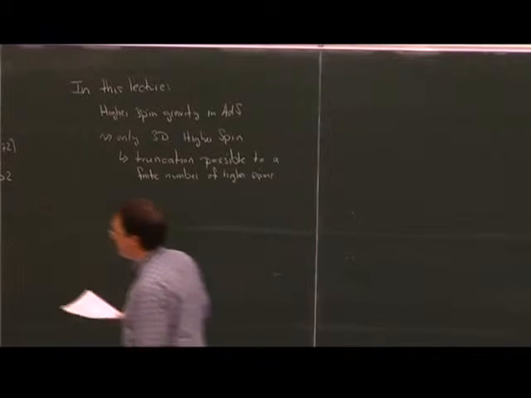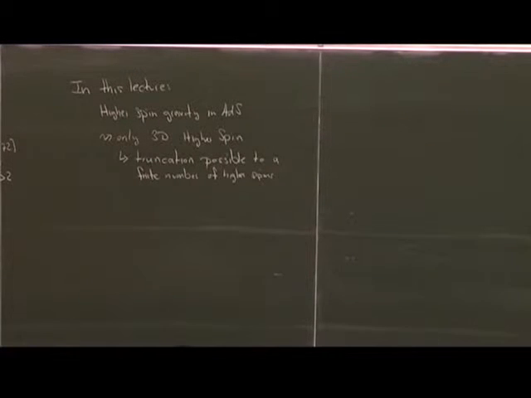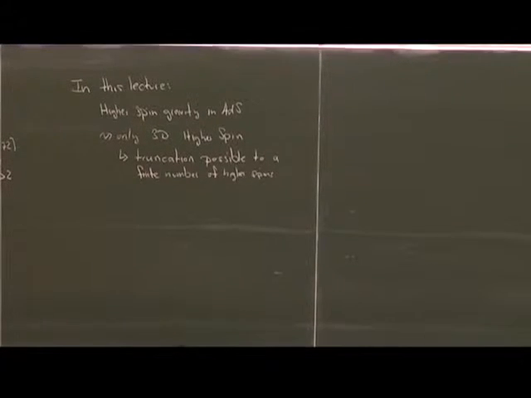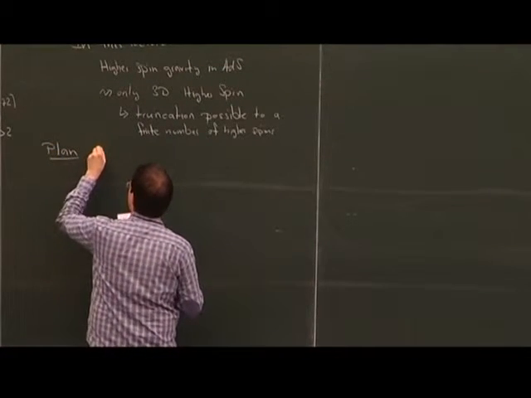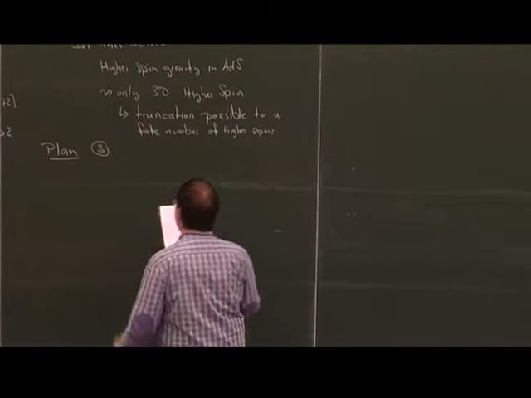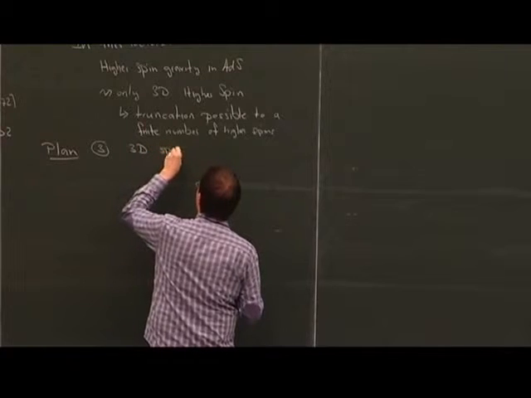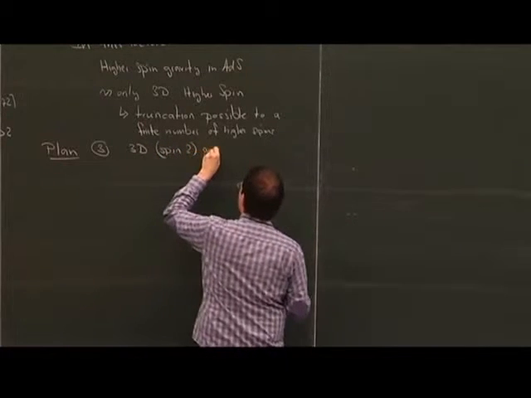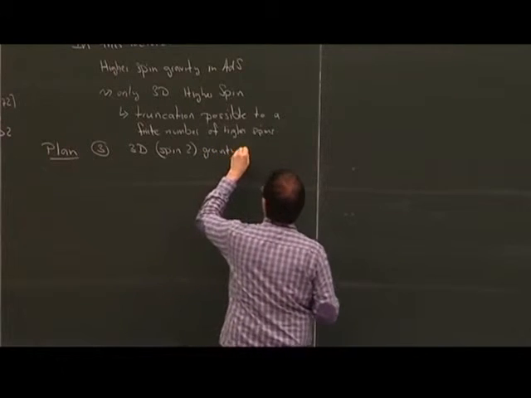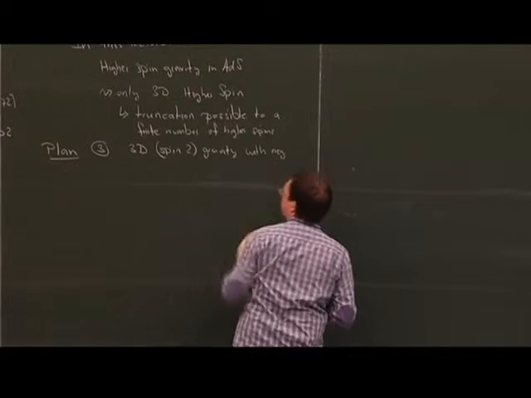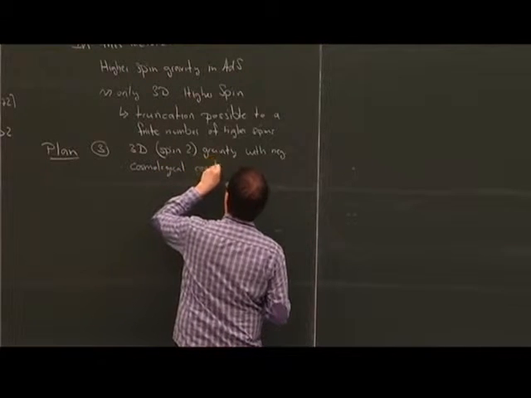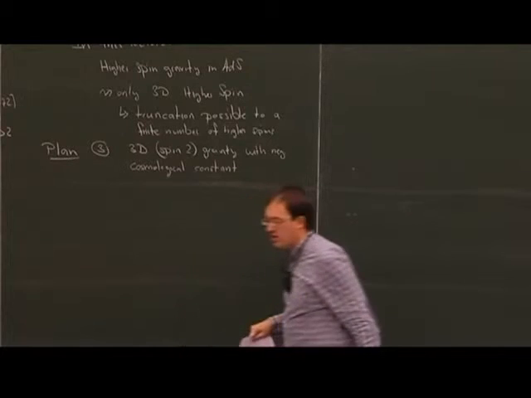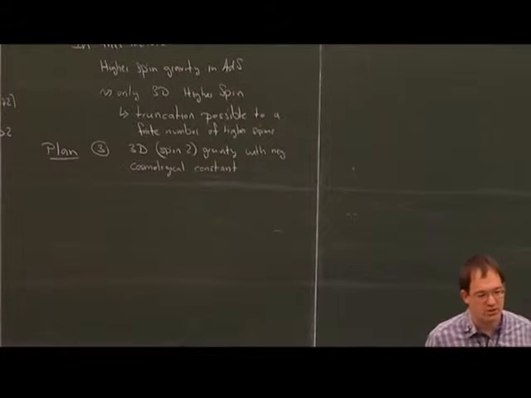And so the plan of the remaining 2 3/4 lectures is the following. First, in chapter 3, so this was chapter 2, it was about free fields. What I will study is 3D spin 2 gravity with negative cosmological constant. And in particular, I will show to you how we can compute the so-called asymptotic symmetry algebra of that theory.